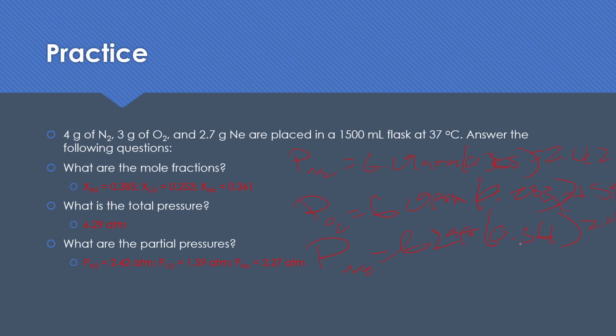So again, you can do that kind of in any order. The way I like to do it, generally this is the way the problem is presented to you, is do mole fractions first, then total pressure, and then it's really easy to get partial pressures.